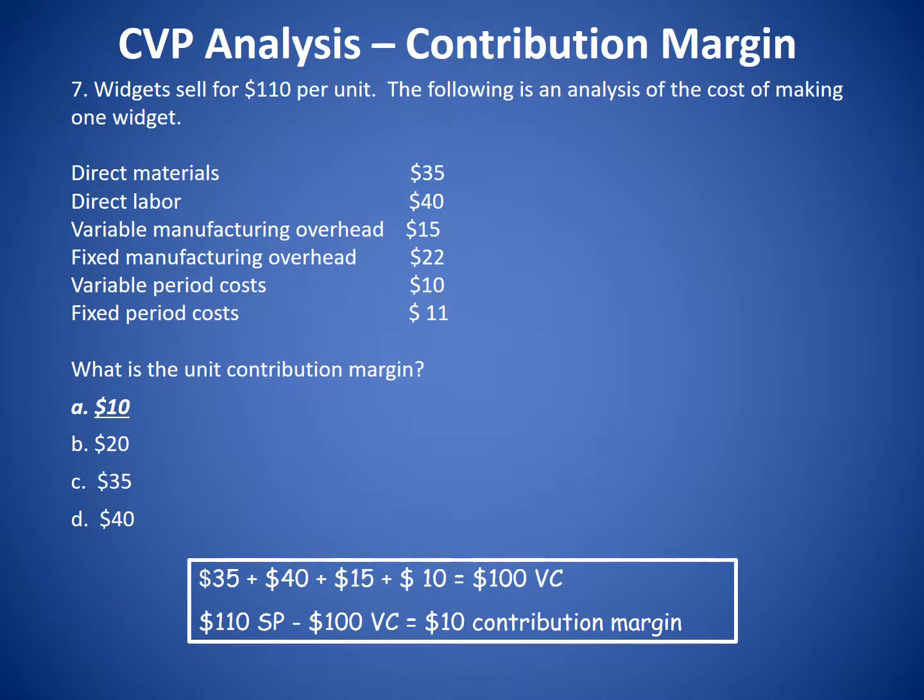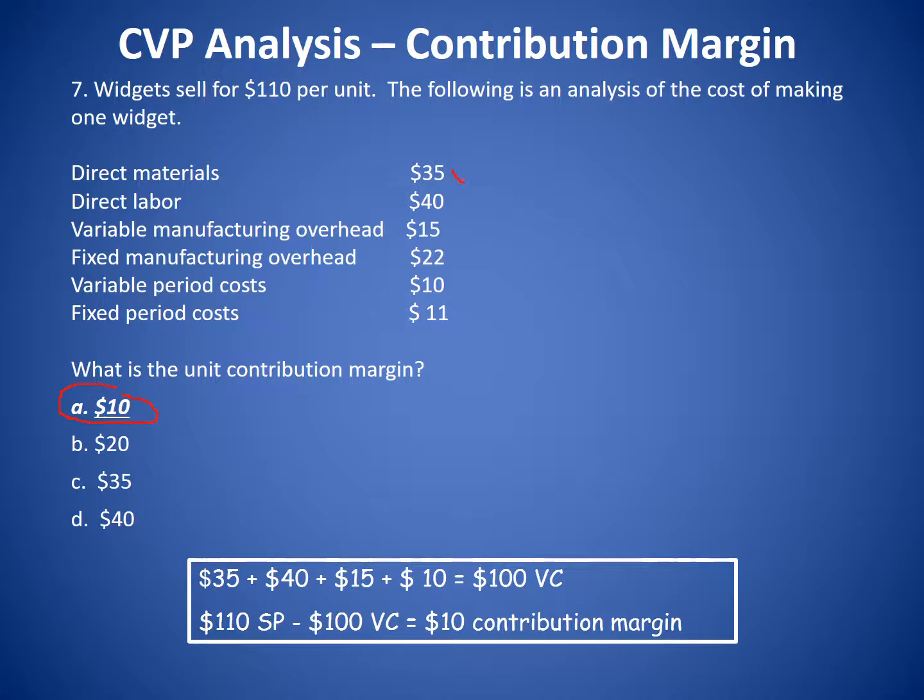Okay, the answer to number 7. Widgets sell for $110 a unit. The following is an analysis of the cost of making one widget. And the answer in this case is A. The unit contribution margin is $10. And here's how we do the calculation.